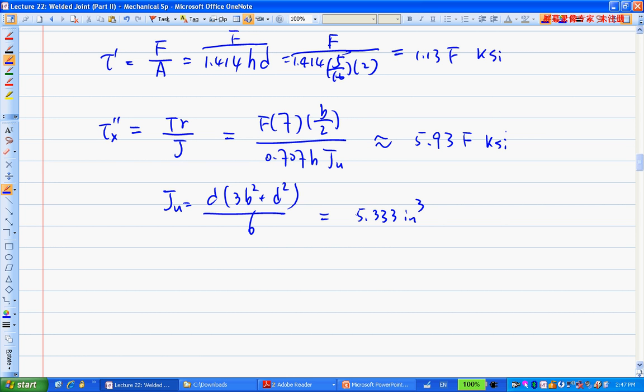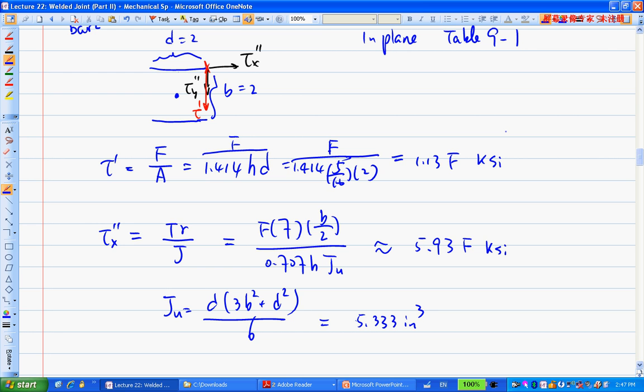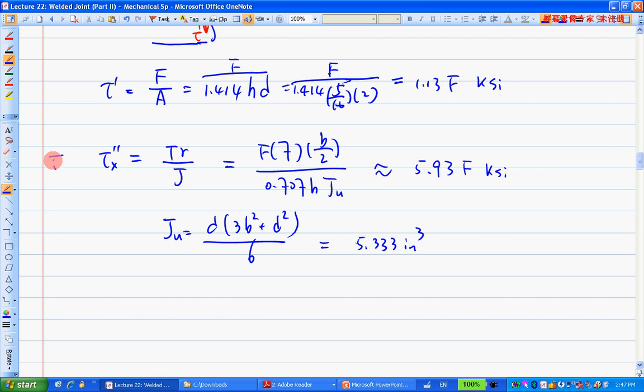Then tau y double prime. If you look at this one here, tau x double prime, this is the R here, right? When you calculate tau y double prime, you use which one now? This is the R, from here to here. But because of the geometry, this R is actually the same as this one. So basically tau y double prime is the same as tau x double prime.